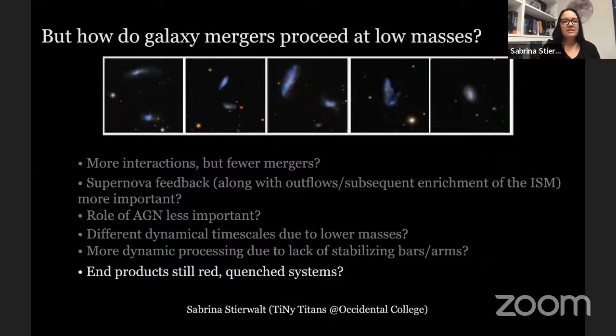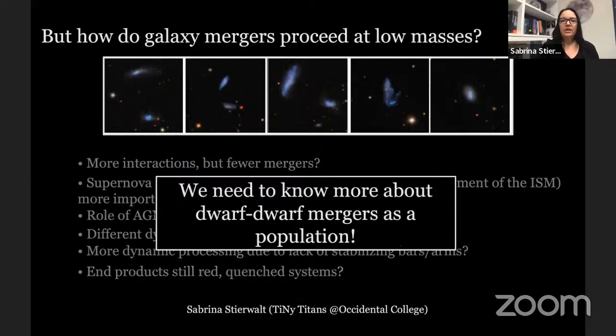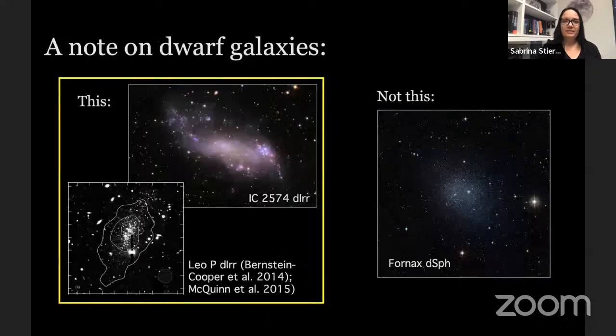We expect massive galaxy mergers to end in these red quenched systems once they've burned through all their gas, but we are not sure that the same thing happens for low mass galaxy mergers. So we need to know more about dwarf-dwarf mergers as a population. How do these galaxy mergers proceed at these low masses?